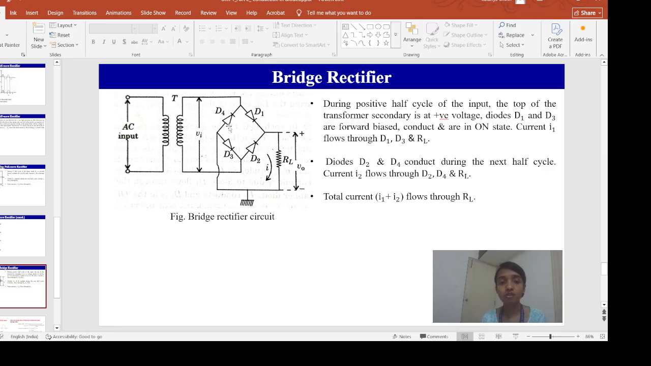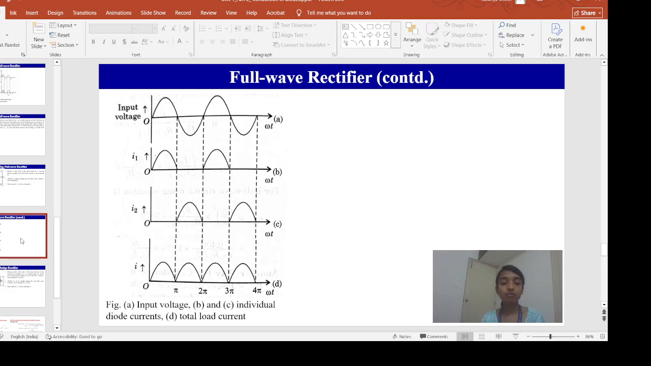So in this case D4 and D2 will be on only, and the current flowing through this load resistance RL will be due to D2 and D4. Let's say this is I2. So we can see that for both the half cycles of the input signal, the current is flowing through the load resistance RL, and the waveform will look similar to this waveform.